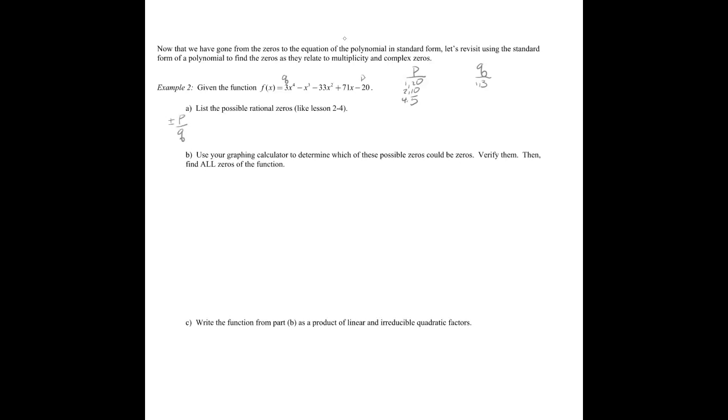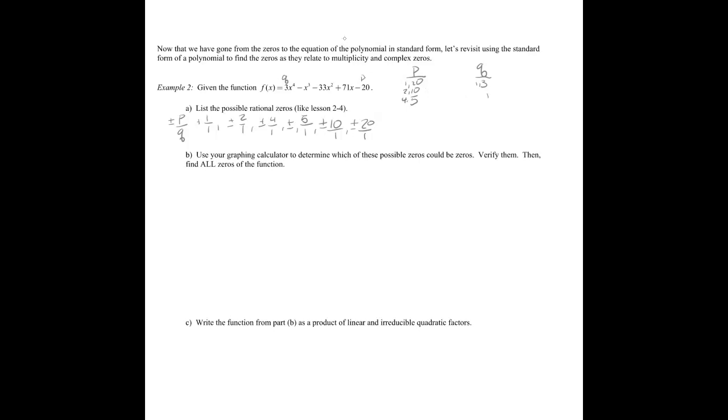Alright, so I'm going to have 1 over 1, which is just 1. I'm going to have plus or minus 2 over 1, plus or minus 4 over 1, plus or minus 5 over 1, plus or minus 10 over 1. Those are possible factors. And plus or minus 20 over 1. So that's all of my factors of P over my factor of Q being 1.